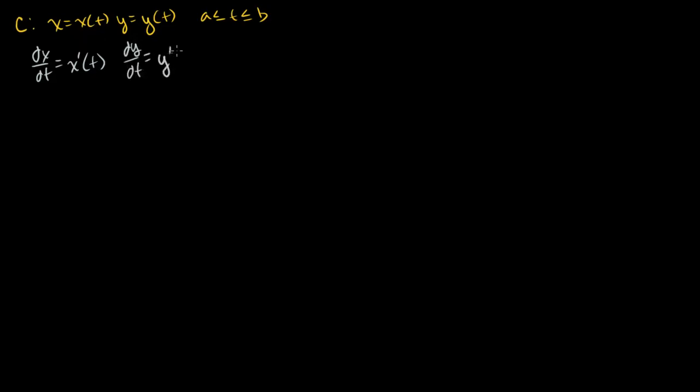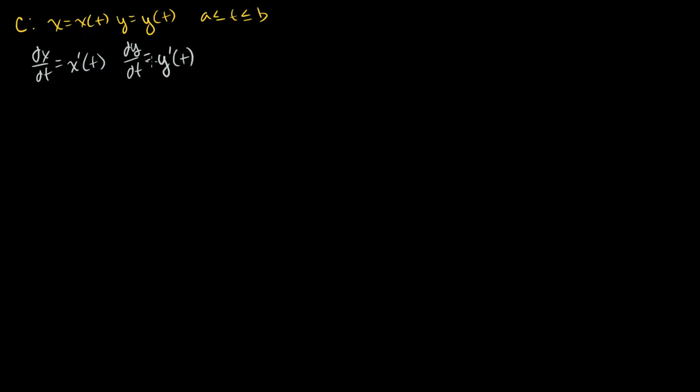So let's start off with our first parameterization, just like we did in the last video. We have x is equal to x of t, y is equal to y of t, and we're dealing with this from t goes from a to b. And we know we're going to need the derivatives of these, so let me write that down right now. We can write dx dt is equal to x prime of t, and dy dt is equal to y prime of t.